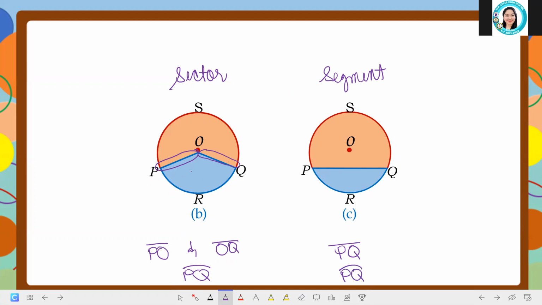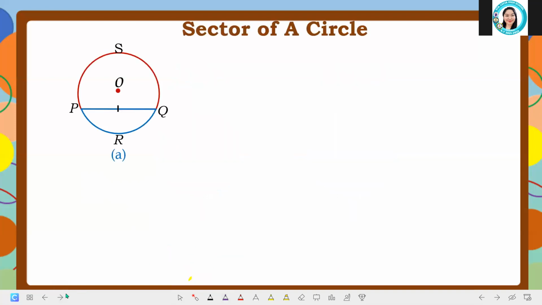So ulitin ko, meron tayong tinatawag na minor sector and major sector. Meron din tayong tinatawag na minor segment and major segment. So pag minor, ayan po yung itsura niya na mas maliit kesa sa major. So alam niyo naman anong meaning pag minor and major. Okay, so let us proceed.